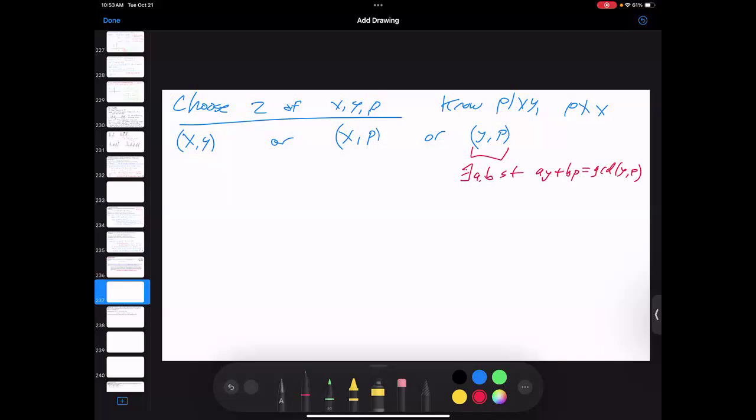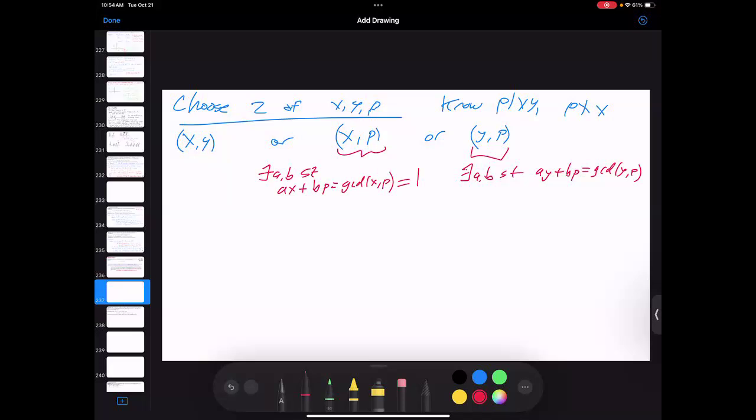No. What if we chose X and P? Then you would get that there exist A and B such that AX plus BP equals the GCD of X and P. And P doesn't divide X. What's the GCD of X and P? 1. So would you like to keep your choice of Y and P or would you like to switch to X and P? You'll switch, yeah, because we know the GCD is 1.